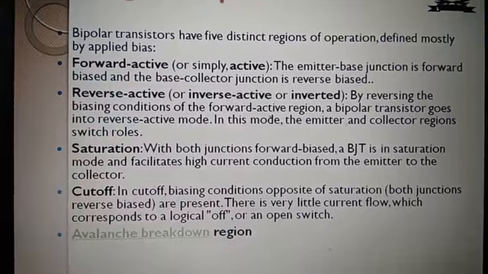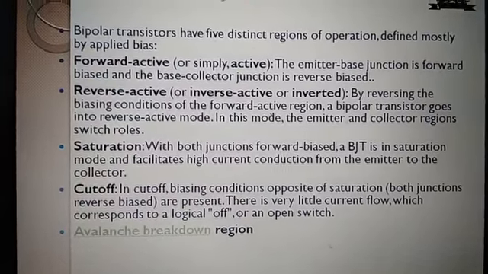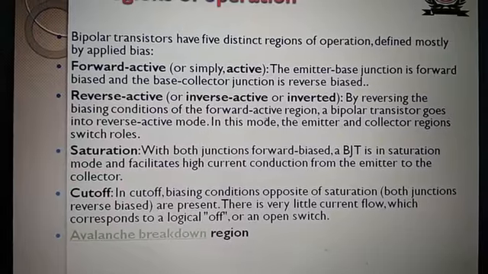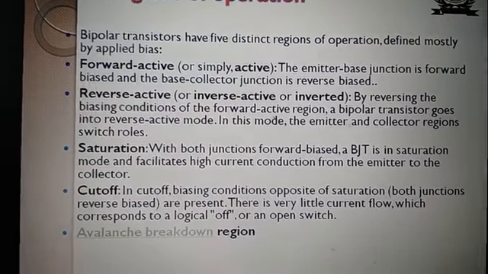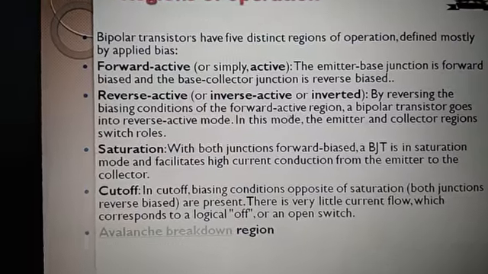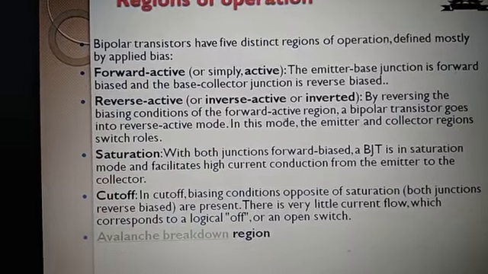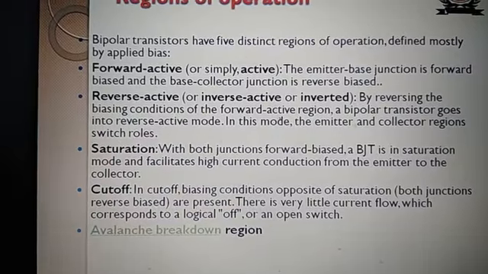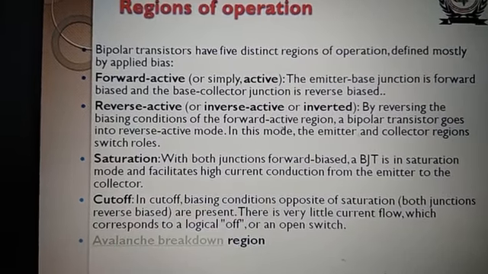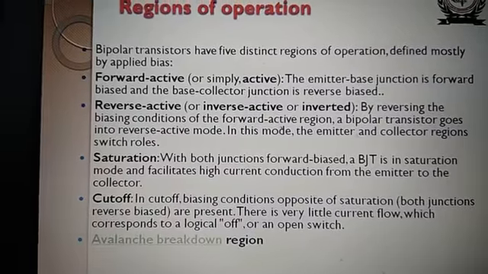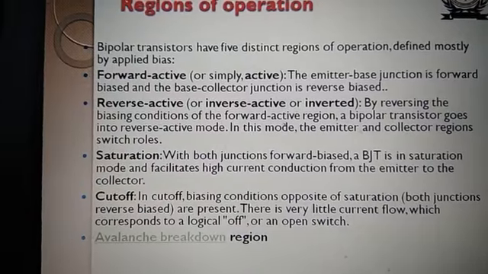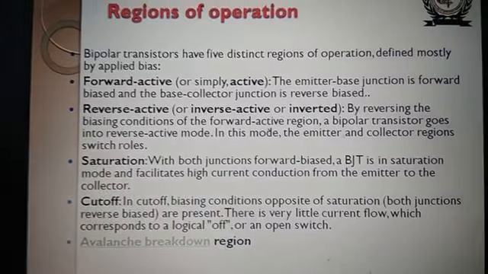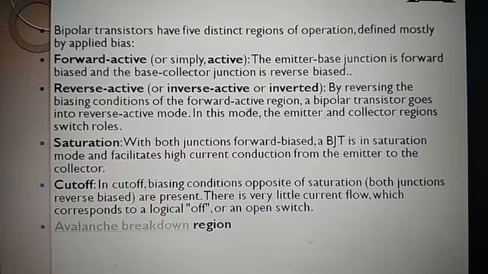In the forward active region, the base to emitter junction is forward biased and base to collector is reverse biased. It will not work like an on switch, it will work like an amplifier. And in saturation, it will work like an on switch, with both junctions forward biased. In reverse active, the base to emitter junction is reverse biased and the base to collector junction is forward biased. This is called the reverse active region, where it can be used as an inverse amplifier.